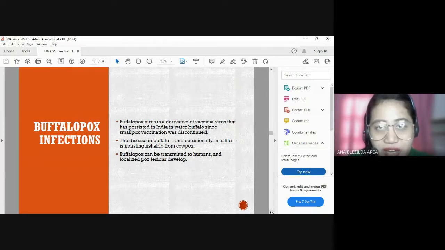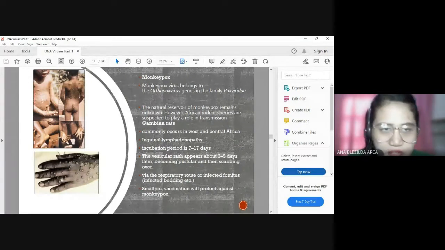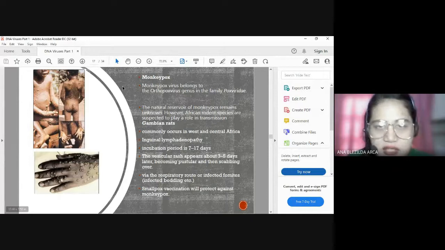But the lesions are the same. Now, for the monkeypox naman, this is what it looks like. Nakita mo yung mga katawan nila, punong-puno ng mga lesions like this. So the monkeypox virus belongs to the Orthopoxvirus genus and family, Poxviridae, of course. So the reservoir of the monkeypox remains unknown. Although monkeypox na tawag sa kanya, hindi pa rin alam kung saan yung reservoir.